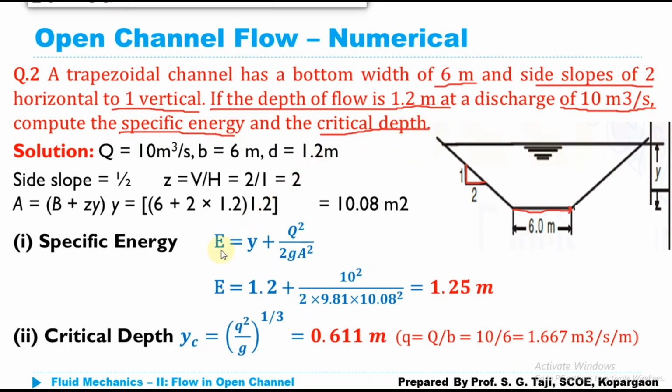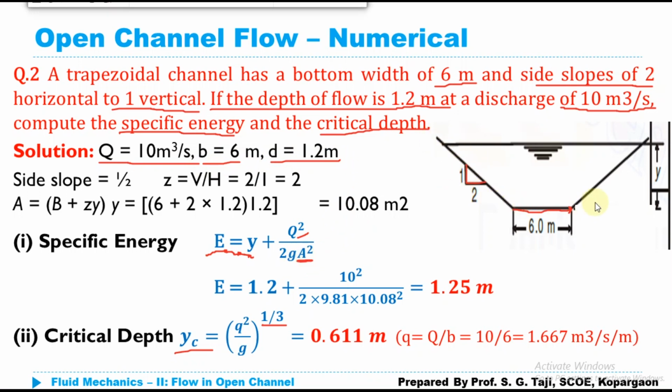Now we know that specific energy is given by the equation E is equal to Y plus Q square upon 2G A square, and critical depth is given by small q, that is discharge per unit width, q square upon G, raised to 1 by 3. Now for the computation of this, first thing we require is Q. Second thing, we require the area of cross section of the channel. So Q is already given. Second, the width of the channel and depth of flow are also given. Next thing, we require the area of the channel.